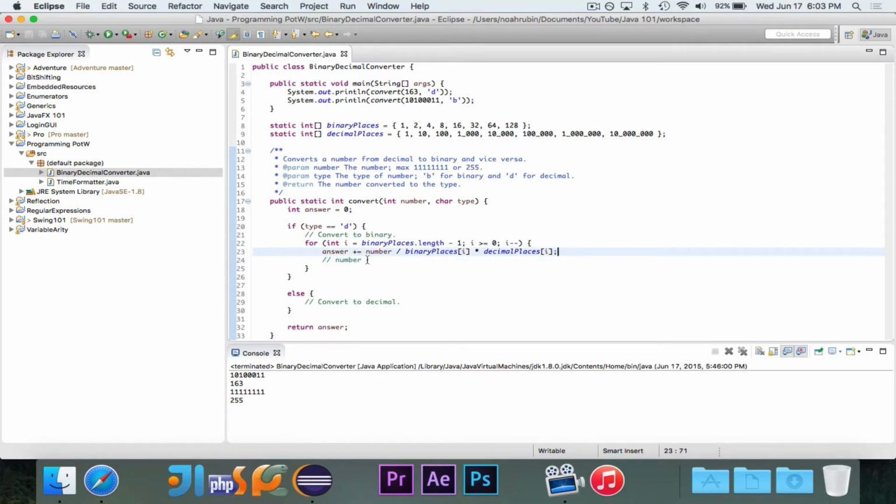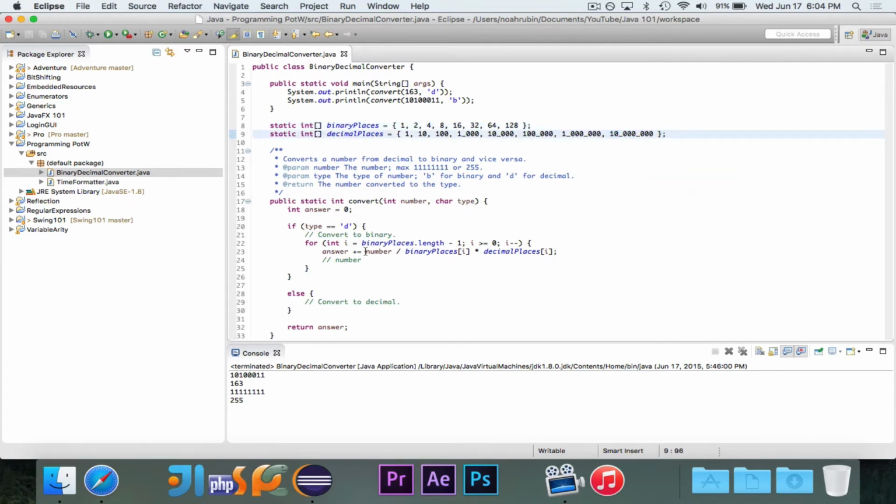But what's going to happen here? Let's first say that we're starting at the end of binary places, which is 128, and that is number 1, 2, 3, 4, 5, 6, 7, 8. And then we have here 1, 2, 3, 4, 5, 6, 7, 8. So these are both the same length, obviously, because 128 in binary places corresponds with the 10 million place in decimal. Or 128 in binary is 10 million in decimal.